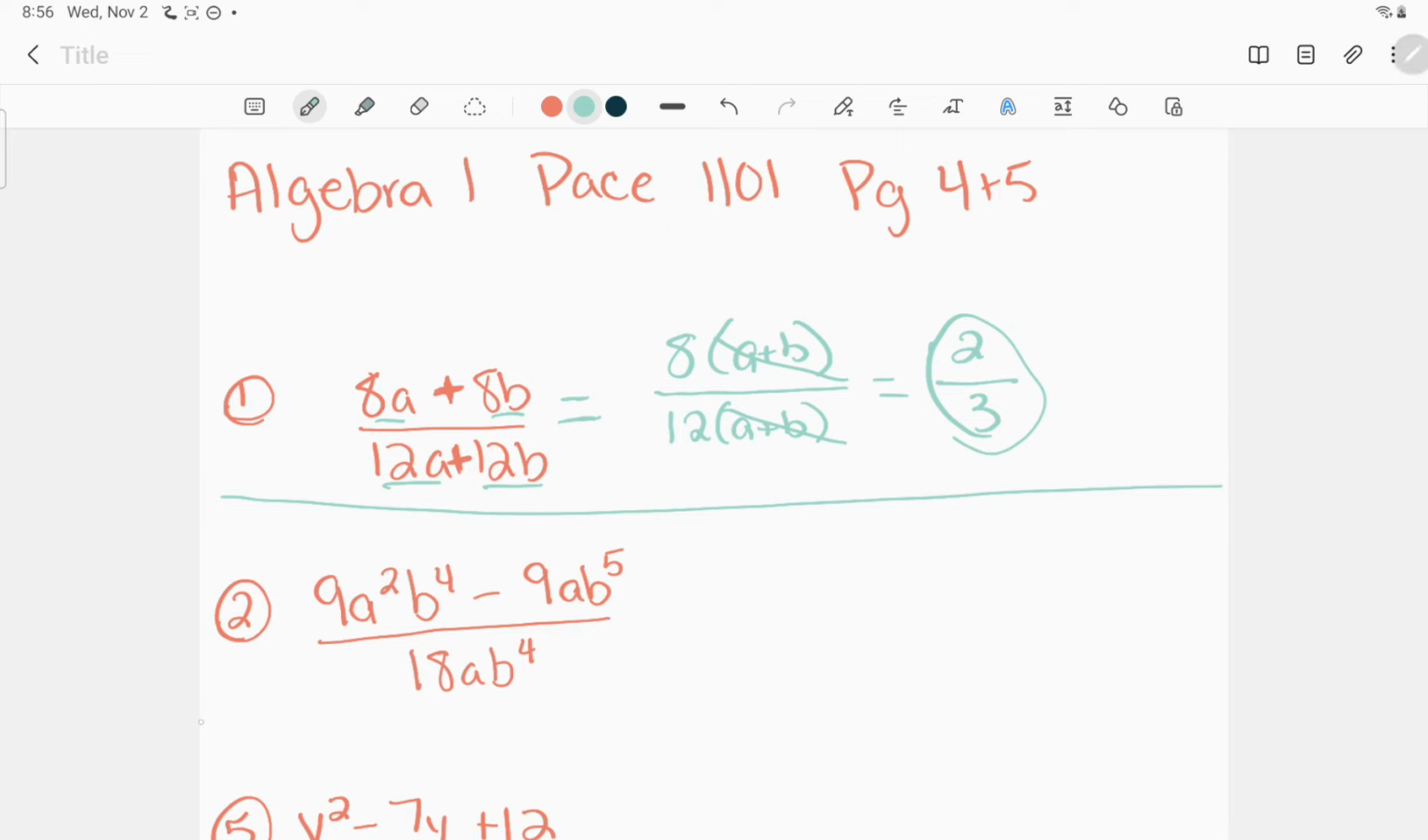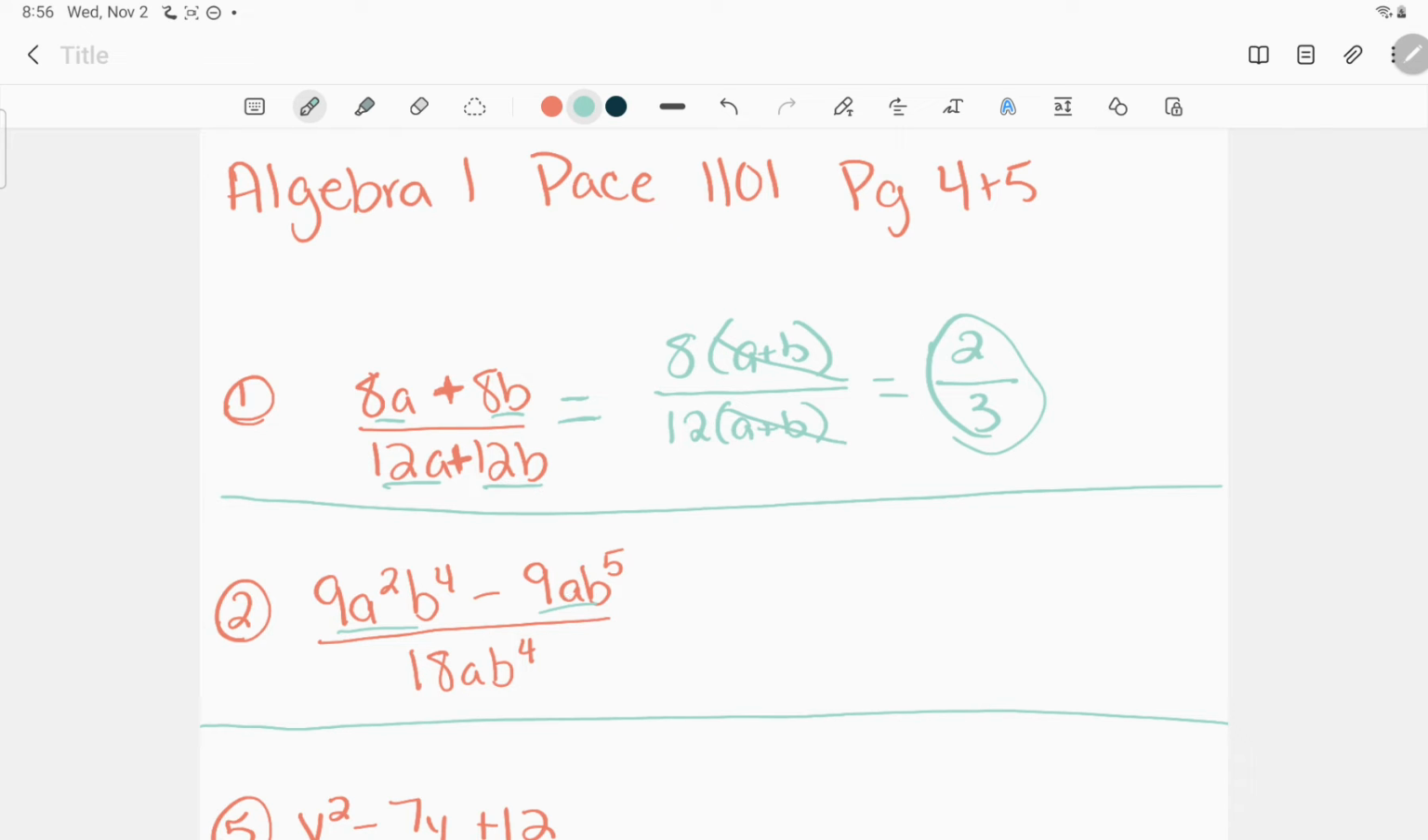All right, so we're going to move on to number 2. This one right here is the exact same way. It just adds a little more into it, and then you only have one term on the bottom. So that's, if you remember, a monomial. Okay, so what is common in your numerator? You have 9a squared b to the 4th and 9ab to the 5th. So let's factor out what is common.